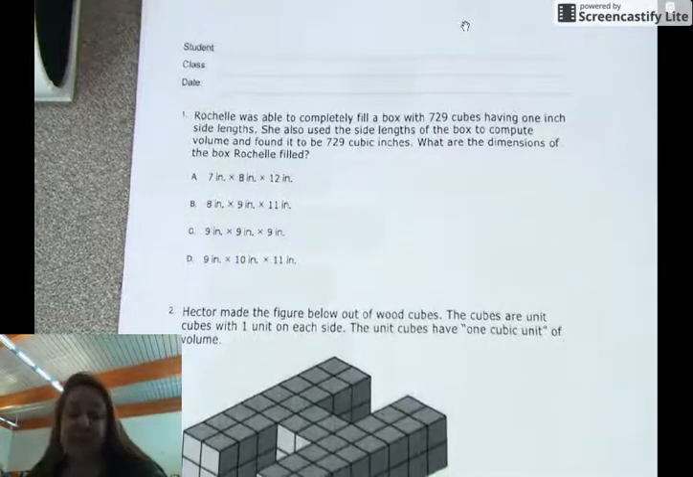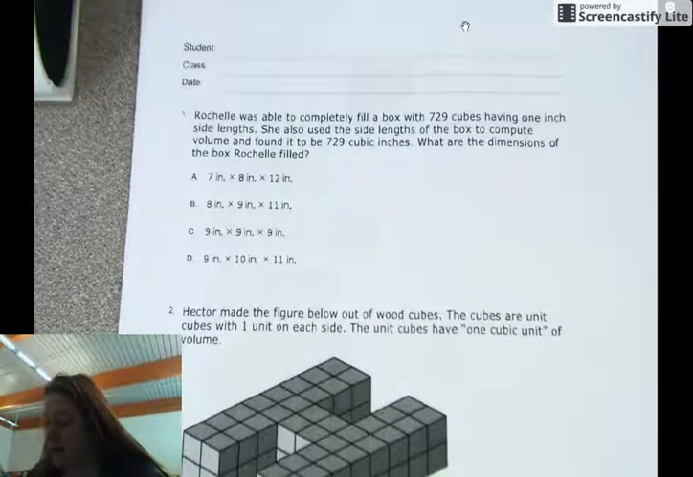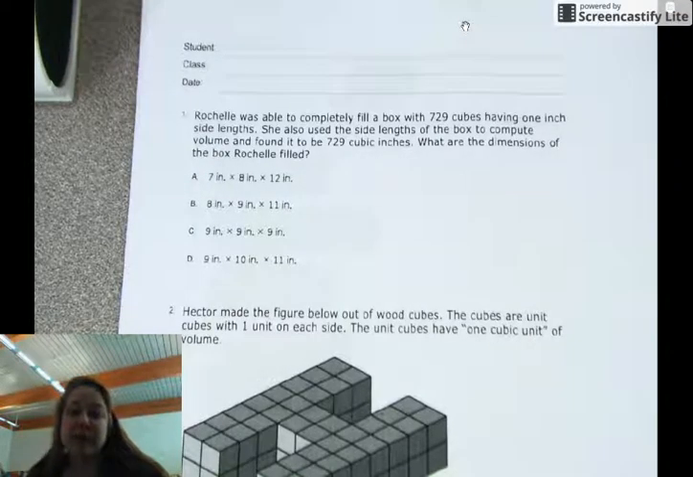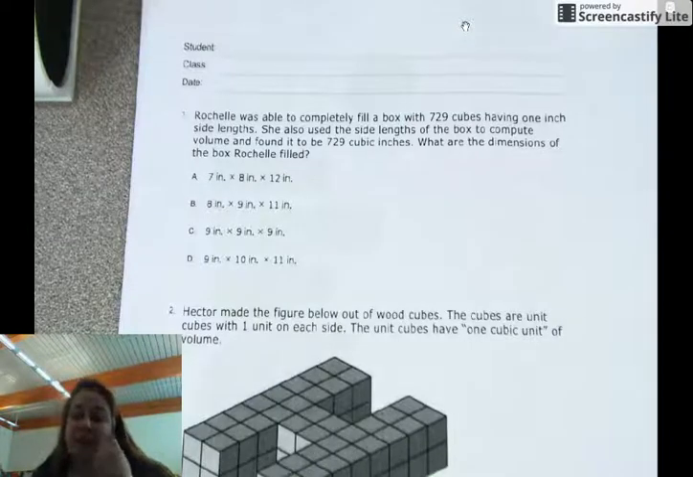Okay, this is 5.MD.3. So we're going to work on this. This is volume. Let's start off with: Rochelle was able to fill a box with 729 cubes, each having 1 inch side length. She also used the side length of the box to compute the volume and found it to be 729 cubic inches. What are the dimensions?